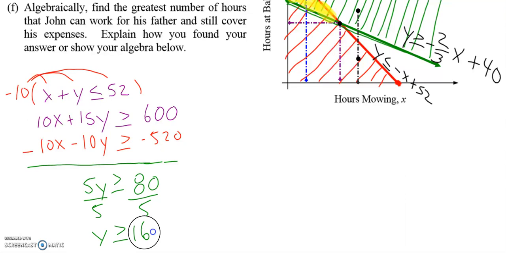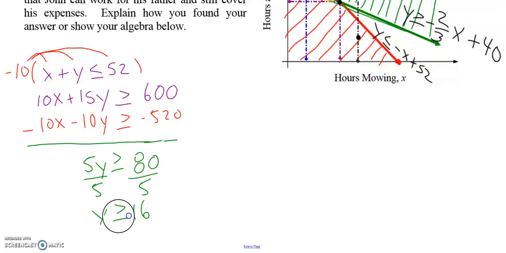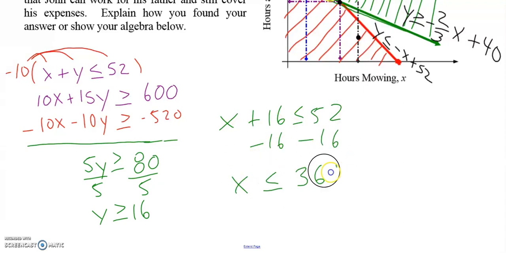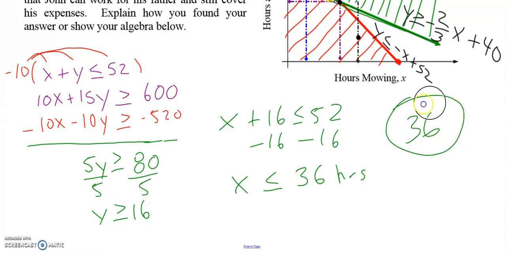And now I find that y has to be greater than or equal to 16. But y, remember, is the number of hours at the bakery. I want to find out for mowing. So I can take this y amount and plug it in. Still pretty easy here. So my y is 16. So now I just solve for x. And therefore, the way you read this is x has to be less than or equal to 36. So the maximum hours he could work for his father is 36 hours, and he would still cover his expenses. So he can work less than that, but this is the maximum amount of hours he can work. All right, moving on.